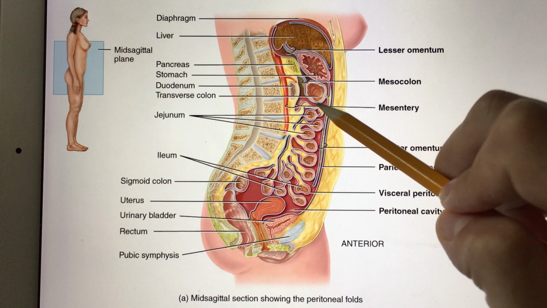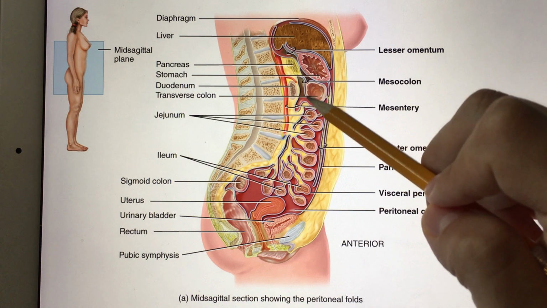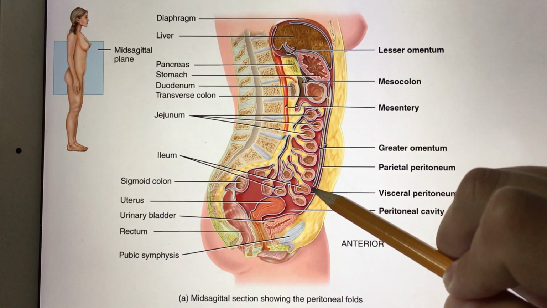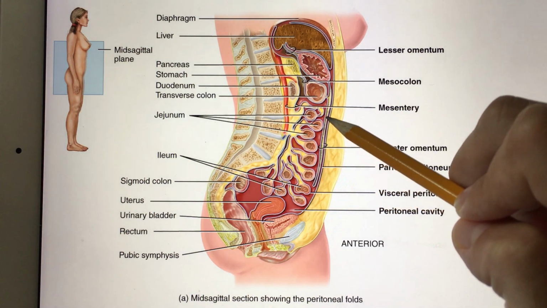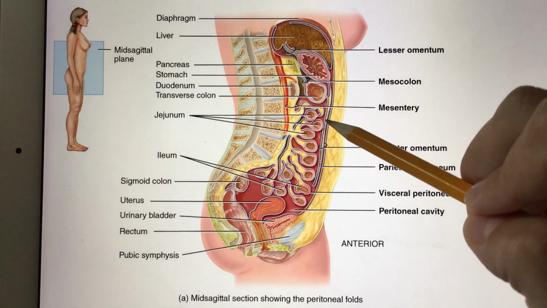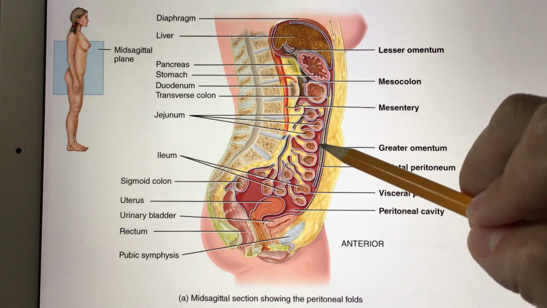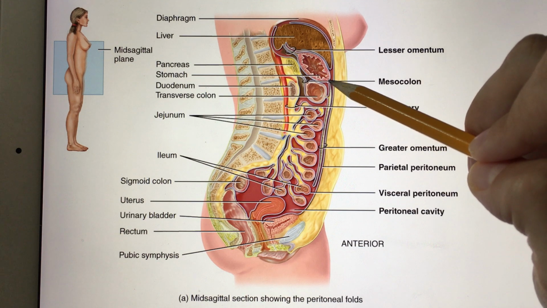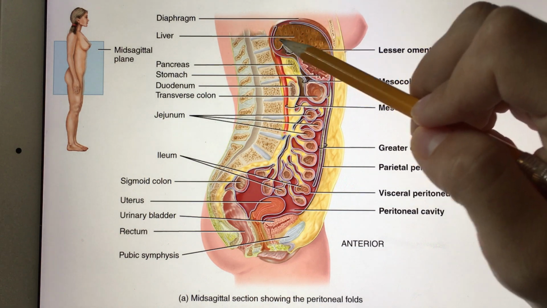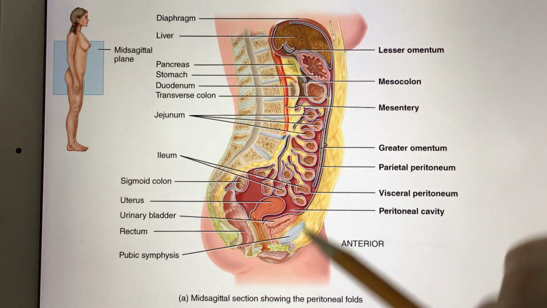the transverse colon, which is larger than the small intestine. Then there's going to be this fold of peritoneum filled with fat. This fold of peritoneum is called the greater omentum. I'll show you in the next picture. It's like the apron on top of the intestines. Then it goes up, covers the stomach, and encloses the liver. So all of this is peritoneum.